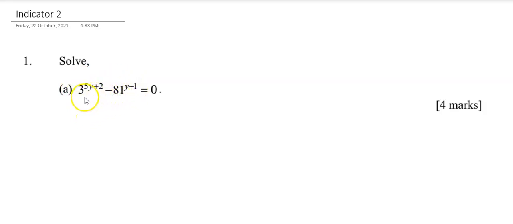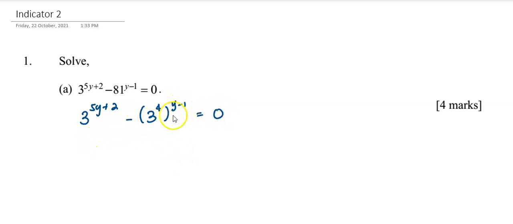Firstly, I would like to change both terms into the same base. The first term is already in base 3, so I just copy it down. The second term is 81 to the power of y minus 1. It can be converted into base 3, and 81 is equal to 3 to the power of 4, and now we can write this as 3 to the power of 4 to the power of y minus 1 equals 0.